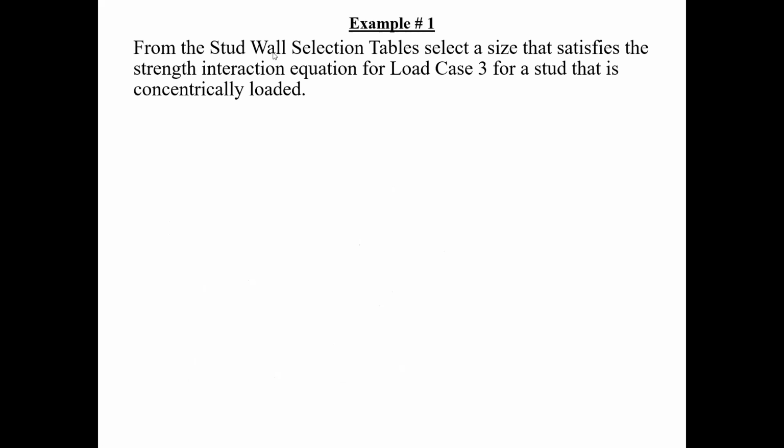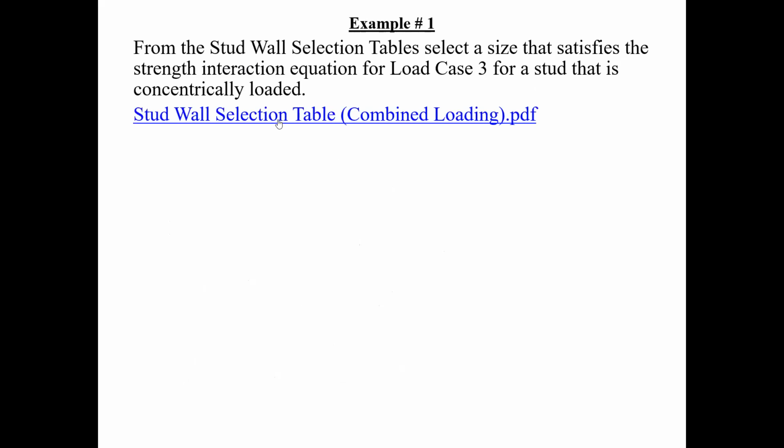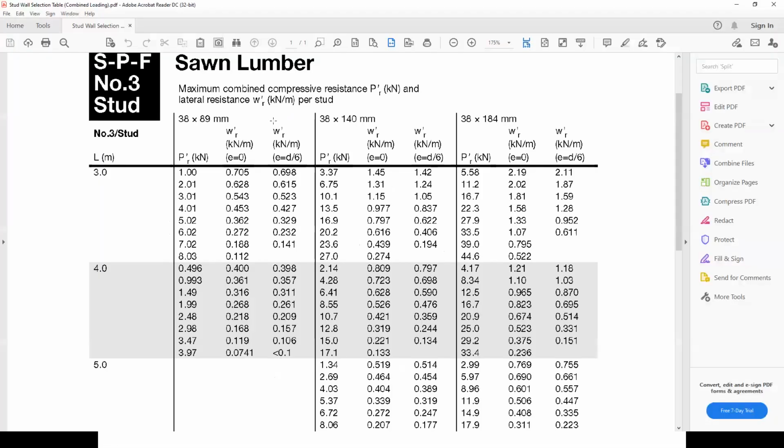So basically, from the stud selection table, select the size that satisfies the strength interaction from case 3, that is concentrically loaded, okay? So what that means is that we go here, okay? We come here, and we know that we have a length of 3 meters. For example, I can't even use a 2x4 because I can go up to only 8.3.